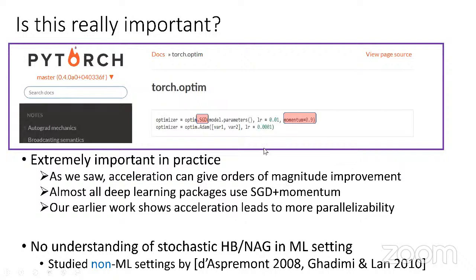It turns out that theoretically there has been no prior work which tries to understand whether momentum can actually improve convergence rate even in the stochastic setting.